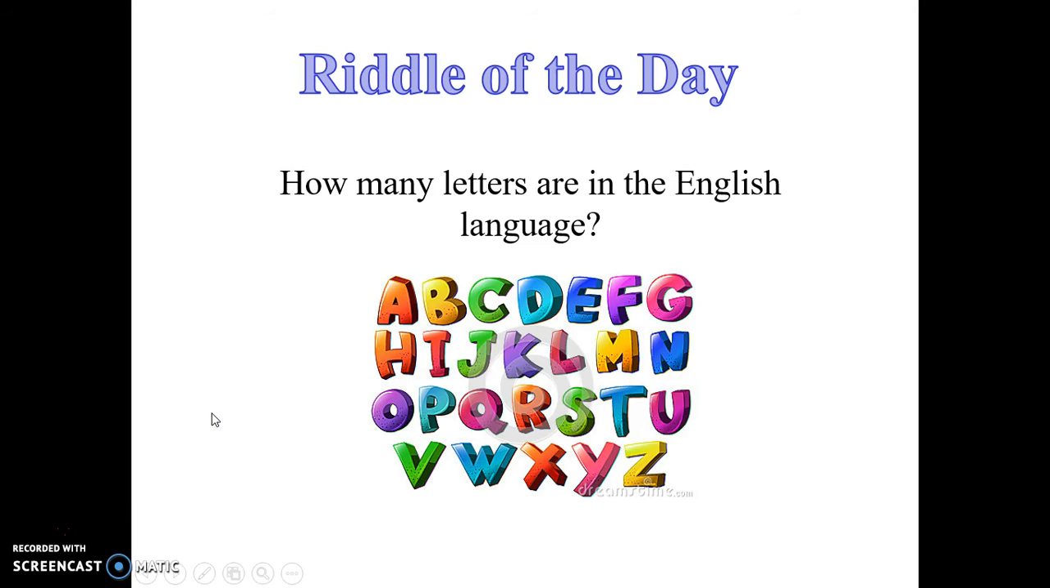The riddle of the day that you can think of if you get bored at all is how many letters are in the English language? And I will tell you tomorrow if you can't figure it out.